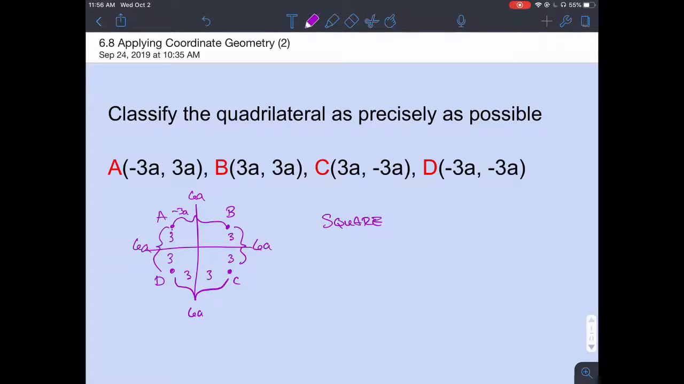And it's a square. And you could also look at this because, the way it's graphed, our slopes are going to be the same for AB and DC. They're both 0, and BC and AD have undefined slope, which indicates a vertical line. So this would be a square.